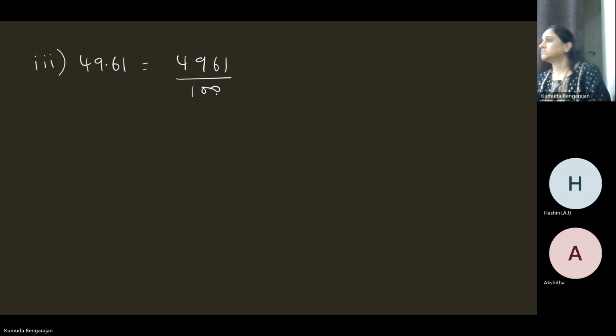Okay, so the third subdivision is 49.61. So this is not the x method. It's just 4961 by 100. That's all. The x method is only when there's a bar. If there's no bar, no x.